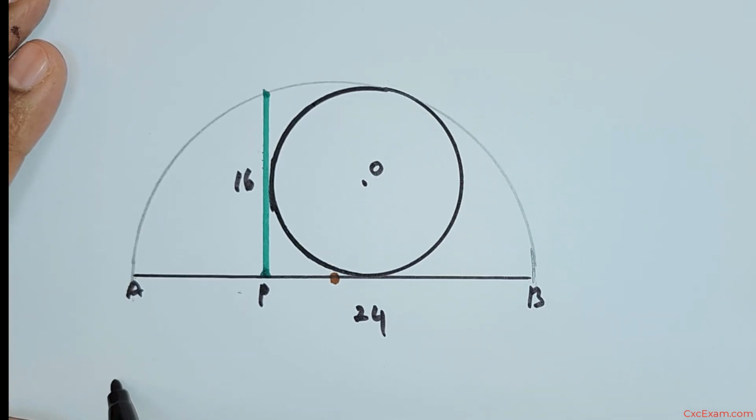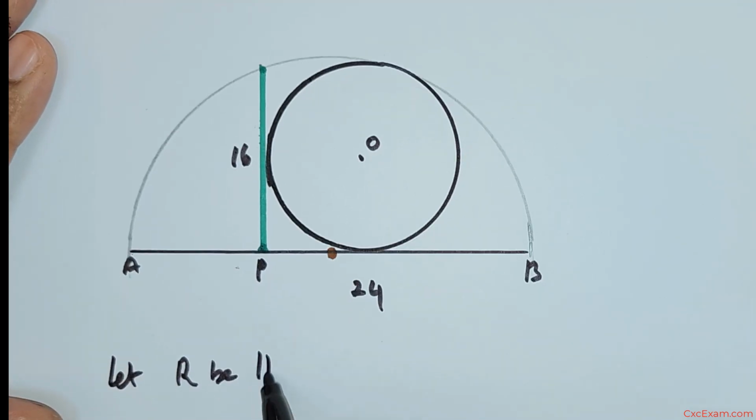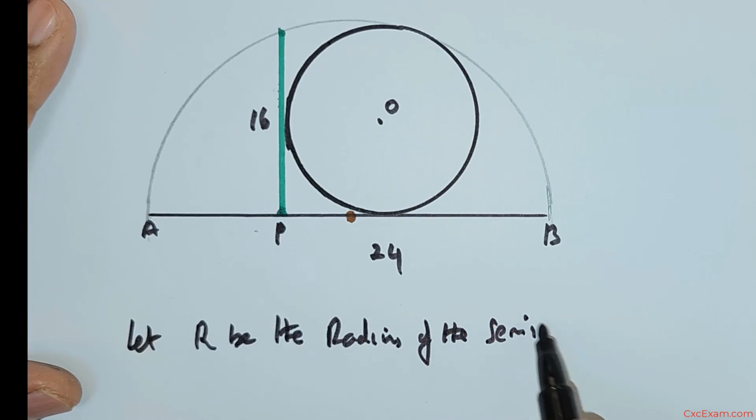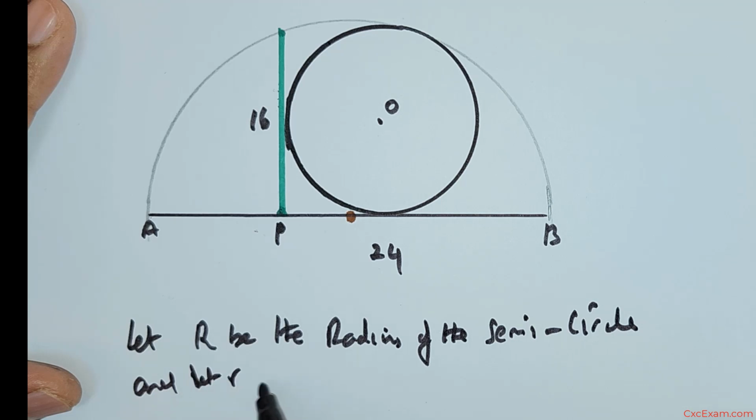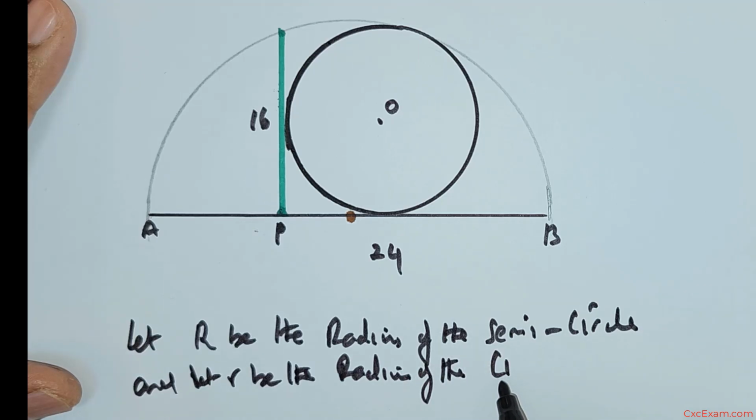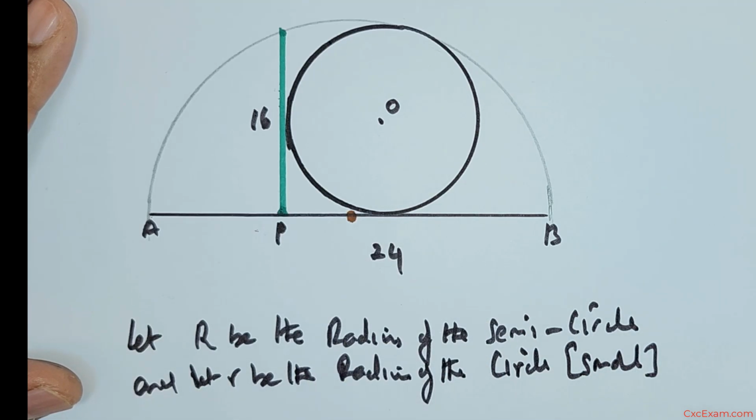And in doing so, let us start off with capital R. So let capital R be the radius of the semicircle, and let small r be the radius of the circle. Okay, so when we talk about circle, we are talking about the small circle that is present there.